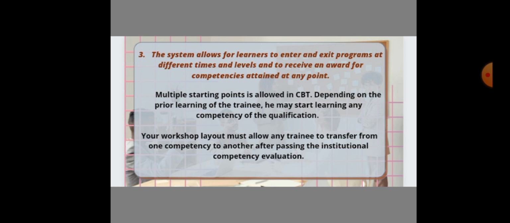So, multiple starting points are allowed in CBT. Depending on the prior learning of the trainee, he may start learning any competency of the qualification. So, your workshop layout must allow any trainee to transfer from one competency to another after passing the institutional competency evaluation. In other words, this principle of CBT is having the flexibility for entry and exit from the programs.